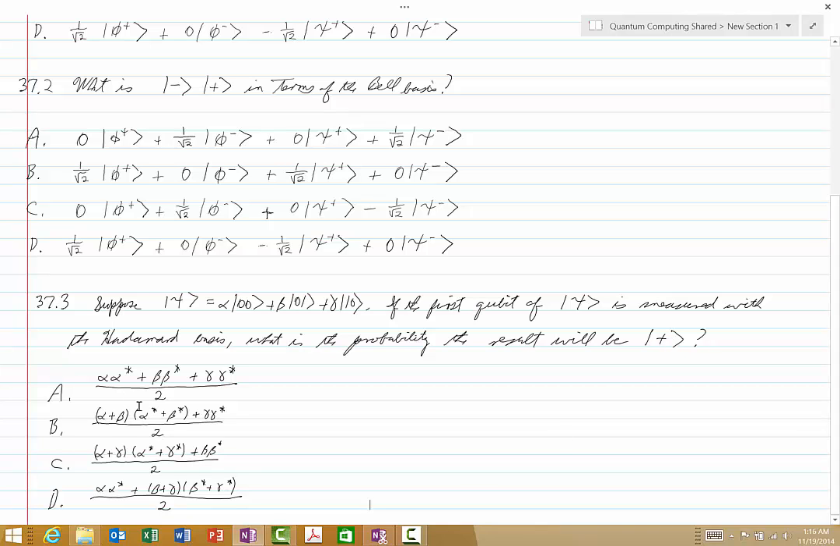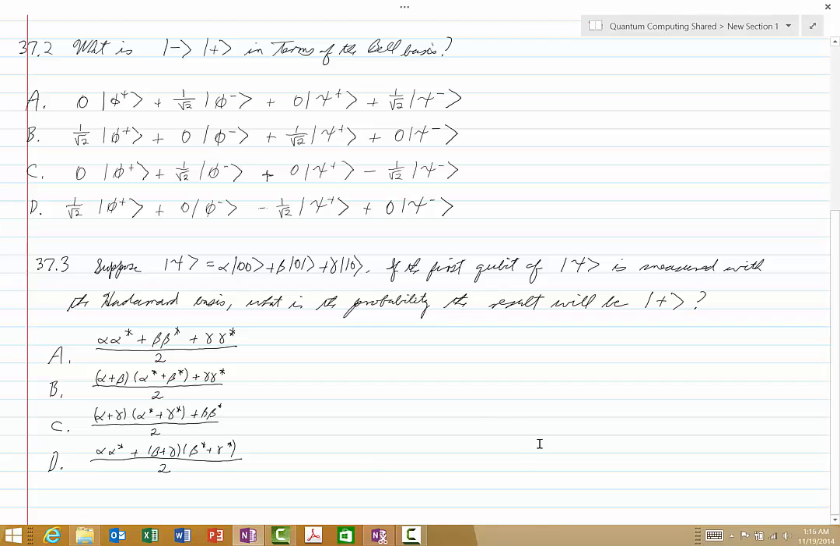And let me read these possibilities for you to make sure you understand them. The first one is alpha alpha conjugate plus beta beta conjugate plus gamma gamma conjugate over 2. The second one is (alpha plus beta) times (alpha conjugate plus beta conjugate) plus gamma gamma conjugate over 2. The third one is (alpha plus gamma) times (alpha conjugate plus gamma conjugate) plus beta beta conjugate over 2. And finally, the last one is alpha alpha conjugate plus (beta plus gamma) times (beta conjugate plus gamma conjugate), divided by 2.